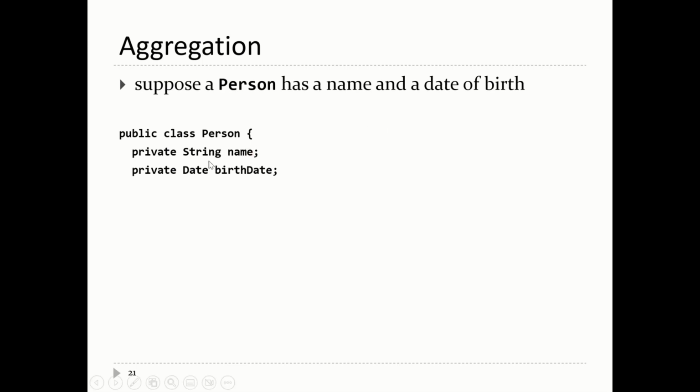For the name, I'm going to represent the name as a string. For the birth date, I'm going to use this object called date. So date is java.util.Date, which represents time. So we've got a field of type string and a field of type date, so they're both reference type fields. And so the relationship between the name and birth date objects to the person object is important or significant.